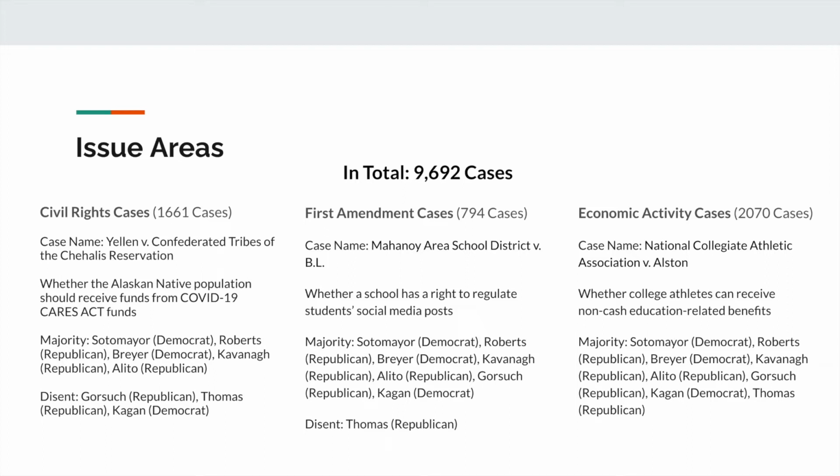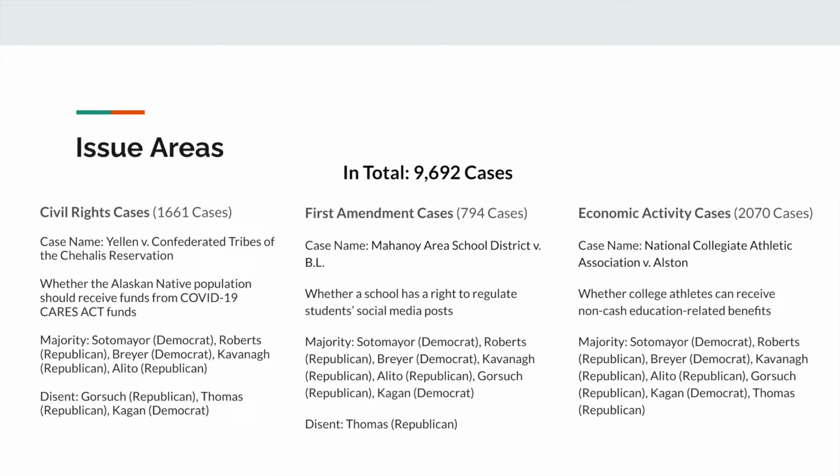it went 6-3. Another example of a case that we worked with is a First Amendment case where a student and her family sued a school district over whether the school has the right to regulate a student's social media posts. And you can see the majority also is a mixture of Democrats and Republicans, and the dissent was one very conservative Republican judge.